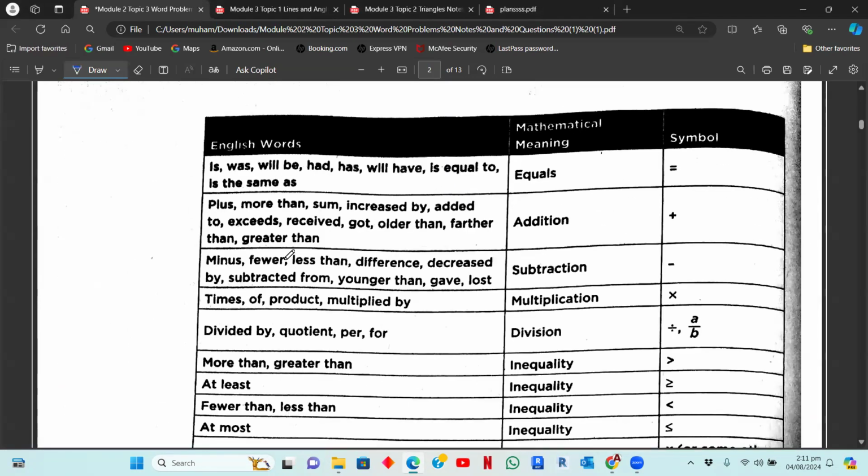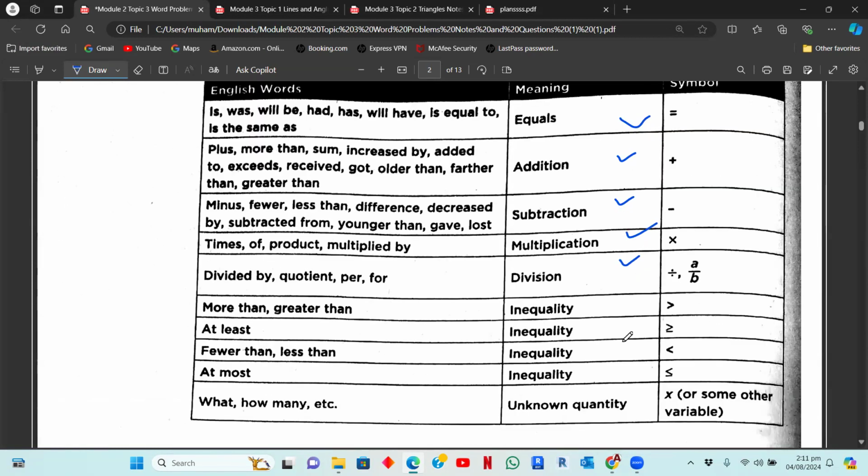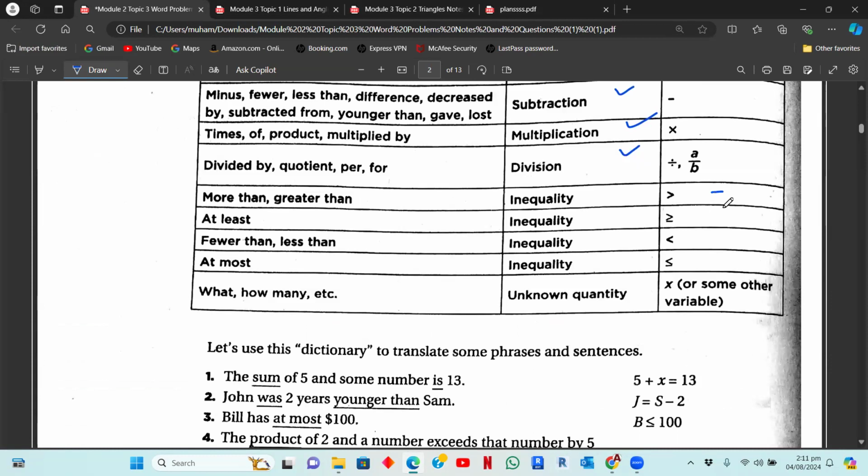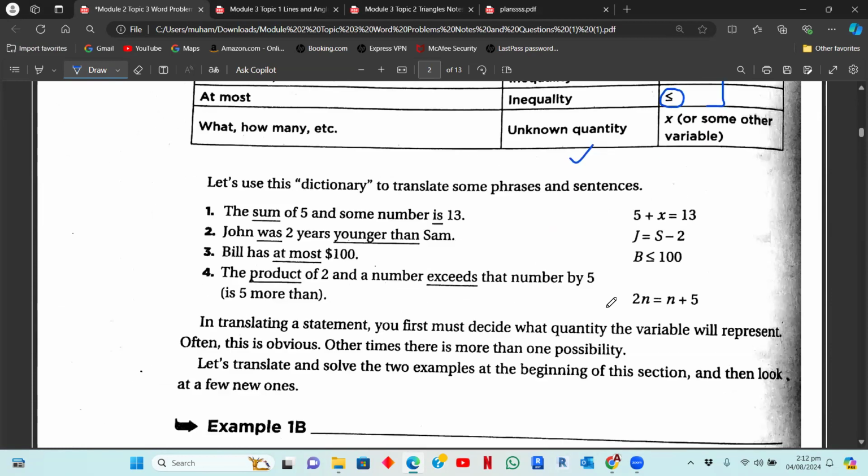There are certain terminologies that you should be aware of for word problem related questions: equality signs, addition, subtraction, multiplication, division. For the inequalities as well, there are four types that we can work around: greater than or equal to, less than or equal to, greater than, and less than. Greater than or equal to and less than or equal to go together. Unknown quantities are denoted by X.